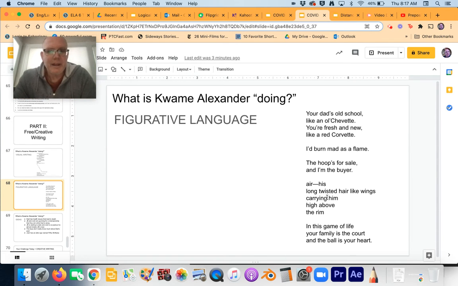"Air, his long twisted hair like wings, carrying him high above the ring." Hair like wings. "In his game of life, your family is the court and the ball is your heart." So there's no simile there. That's a metaphor. He's saying your family is the court and the ball is your heart. Right? That's how important it is to you. Basketball is life. So the second thing he does is play with figurative language, especially similes and metaphors.